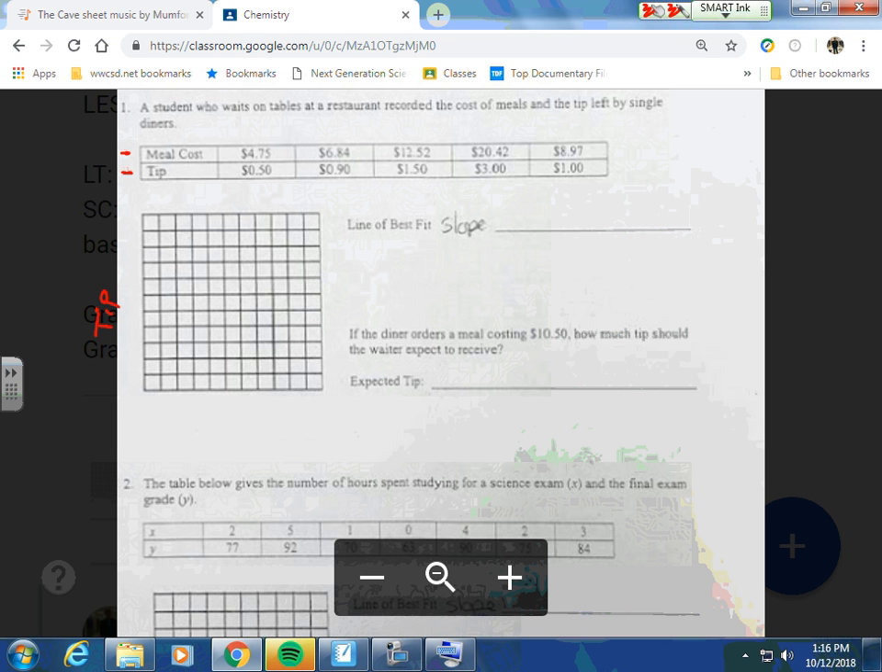Anytime I label an axis, I also want to include every single time what? The units. So the tips, they're in dollars. Okay? That means the meal cost is going to go on the x-axis. And that is also in dollars. And we always want to make the origin 0 whenever possible. There could be some crazy times where we can't make the origin 0, 0.